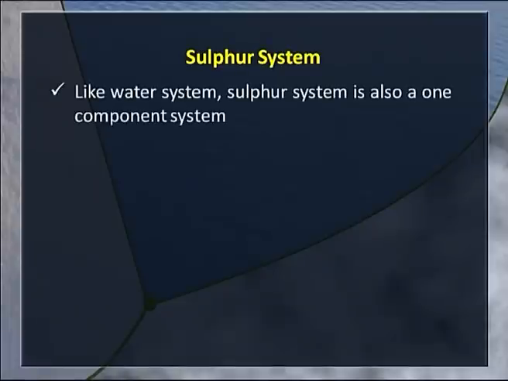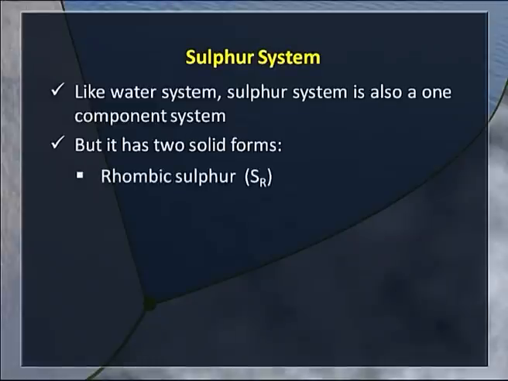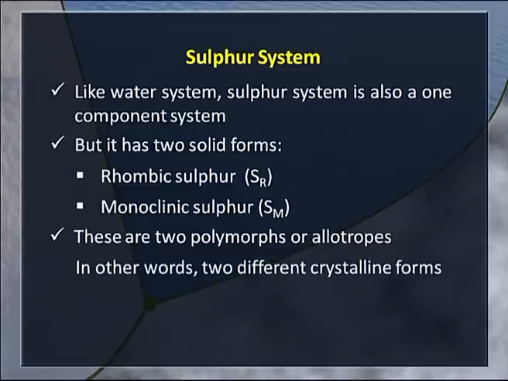Let us move on to another interesting phase diagram, the sulphur system. We are adding some complexity as we go to the sulphur system. It is also a one component system like the water system and carbon dioxide system, but it has two solid forms. We have seen in the case of water also several solid forms of ice, but they come into existence only at very high pressures. But in the case of sulphur, there are two solid forms, rhombic sulphur denoted by SR and monoclinic sulphur SM. These are the two polymorphs or allotropes, which are nothing but two different crystalline forms.